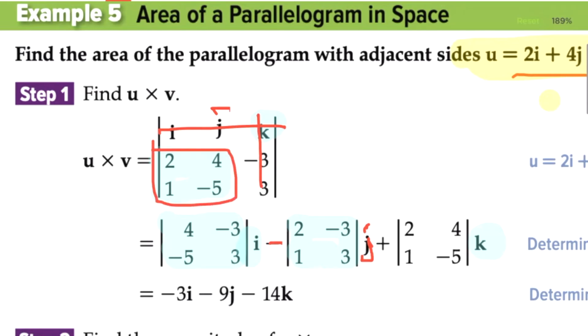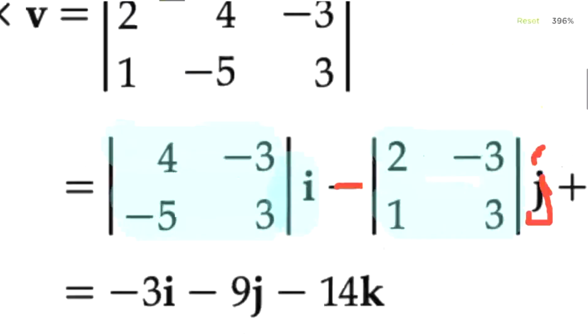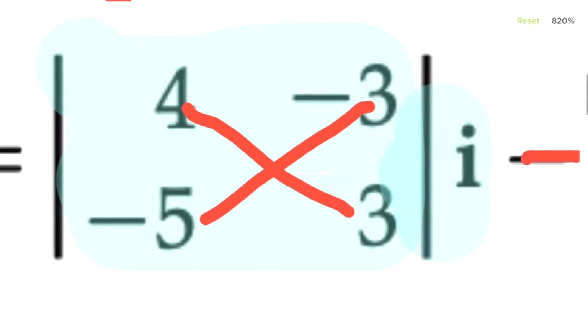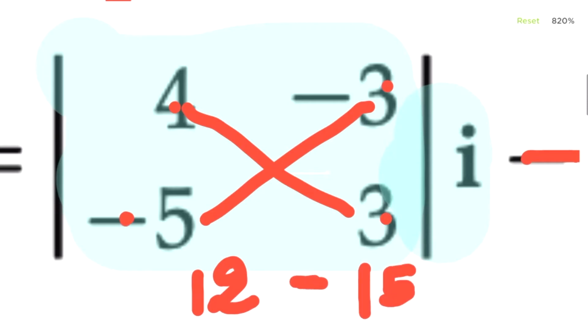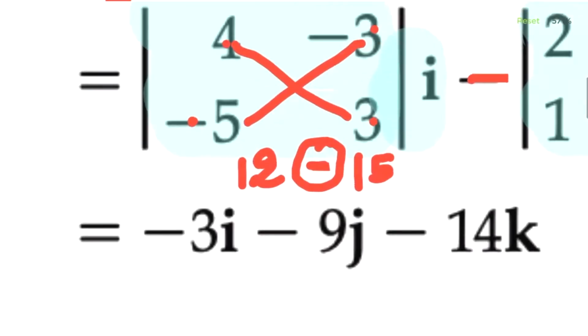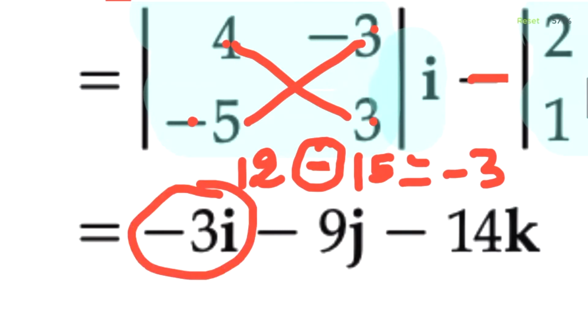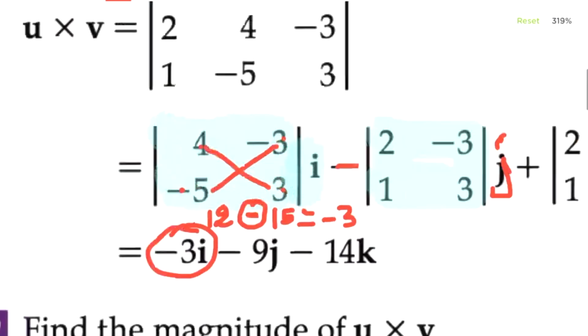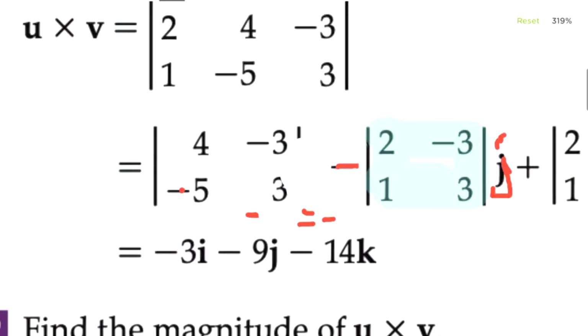I have seen some of you in the class, in the homework, still confused about how to calculate this determinant. To calculate it, use cross multiply. So it's 4 times 3, 12. Negative 3 times negative 5, 15. And you must put minus between. This is the rule, it's not plus, it's minus. So 12 minus 15 gives you negative 3. That's negative 3i. Make sure you put the minus in the middle. So we finished with i.